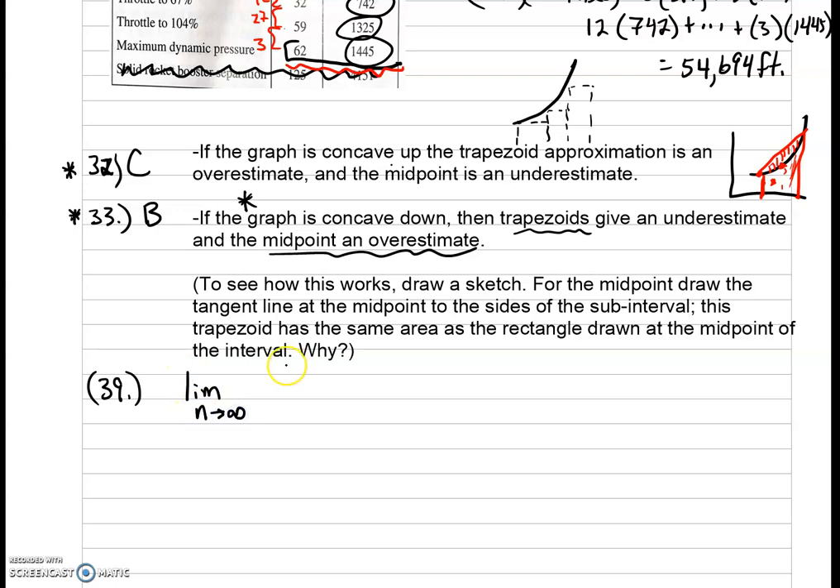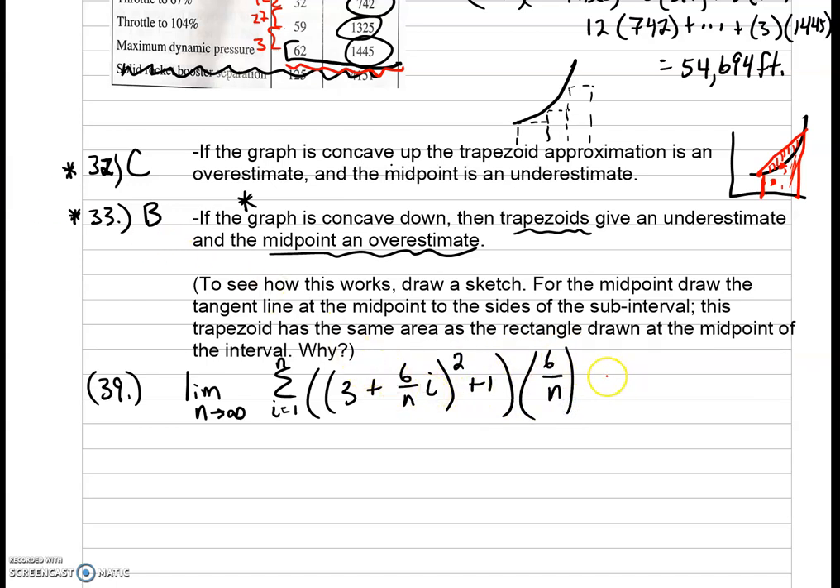So we're given this limit as n approaches infinity of the sum from i equals 1 to n of (3 plus 6i over n) squared plus 1, and then we have this 6 over n. Now, based on our class today, hopefully you can tell that this is actually equivalent to some integral of f of x dx.